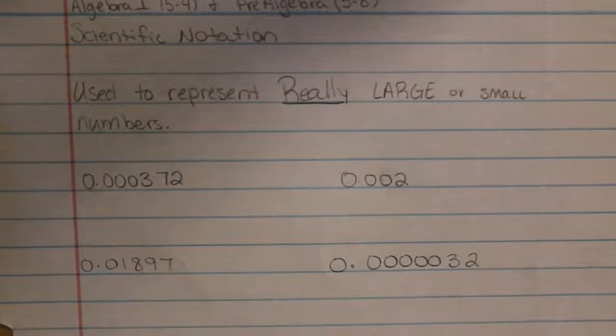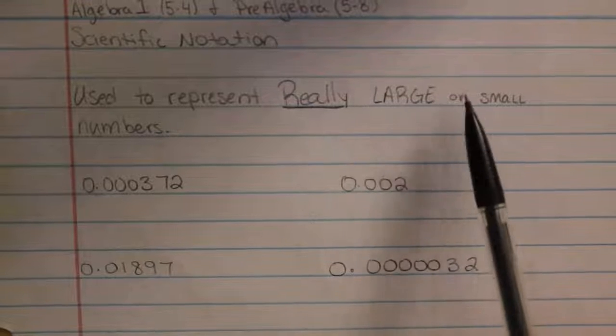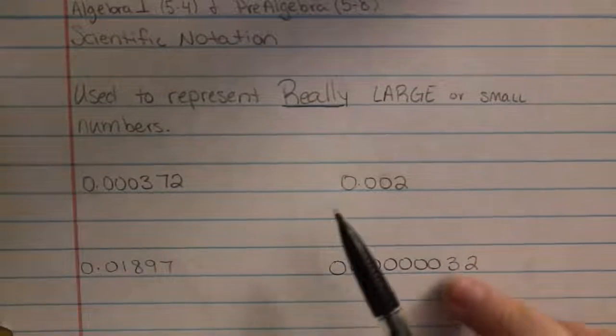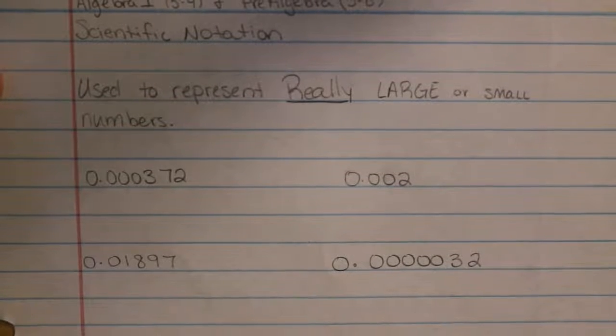Review scientific notation. Scientific notation is used to represent really large or really small numbers. So I have 4 examples of each. My first ones are the really small numbers.